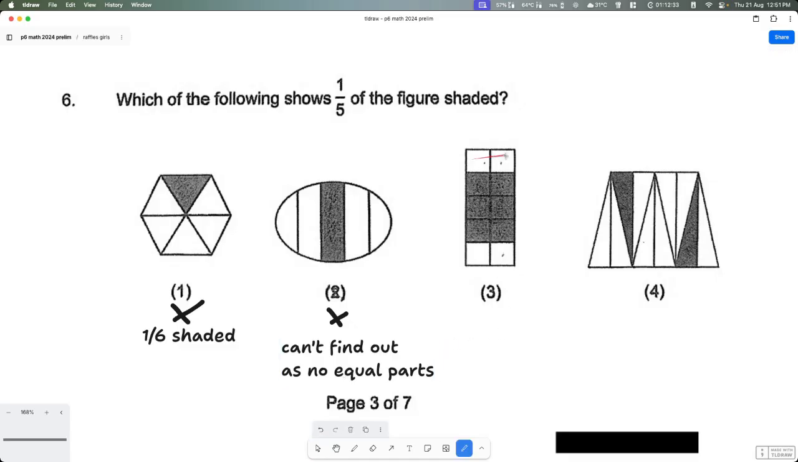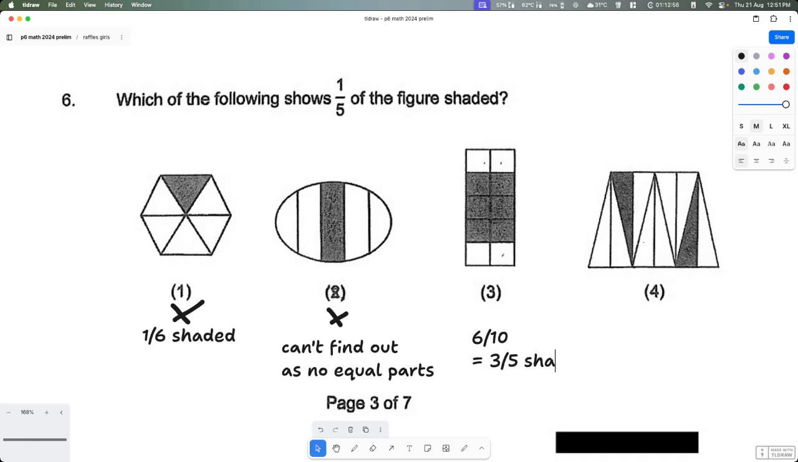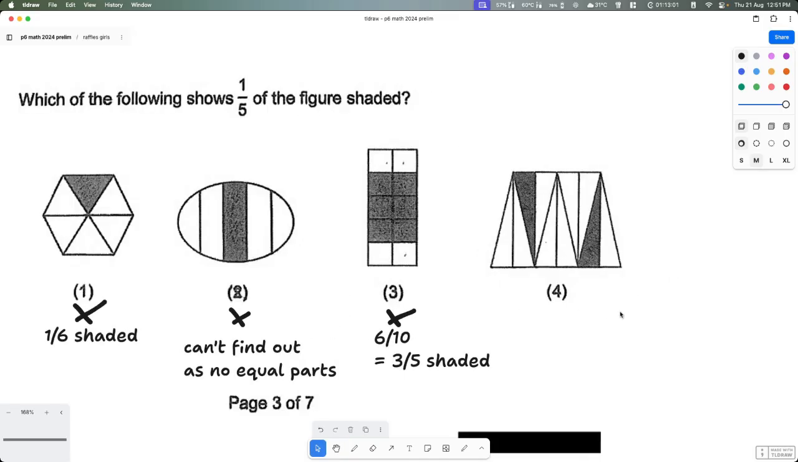Over here, we have two in one row: one, two, three, four, five, so that means it's 10. And then we have six shaded. So six out of 10, which is equal to 3 out of 5, which is not what we want over here. So 3 out of 5 shaded is also not it. And last one, this one. We need to count over here.